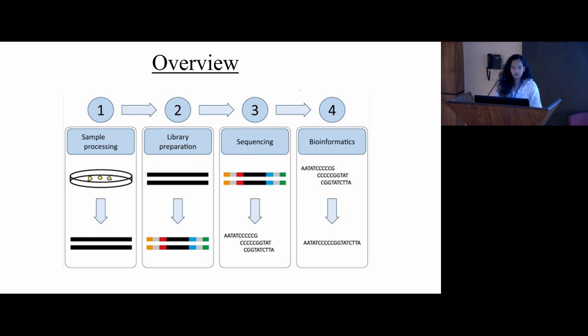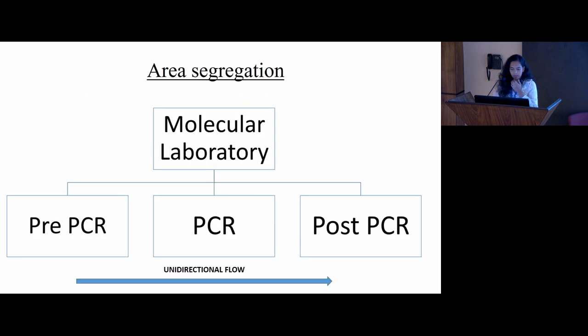In a molecular laboratory, area segregation is of utmost importance. Usually a molecular laboratory will be divided into pre-PCR, PCR and post-PCR areas, and there has to be a unidirectional flow, meaning stuff from PCR cannot be used in the pre-PCR area, and similarly stuff from post-PCR cannot be used in the PCR or pre-PCR area, because this will lead to crossover contamination. So let's see what happens in a pre-PCR area.